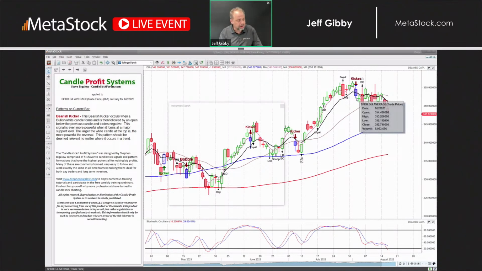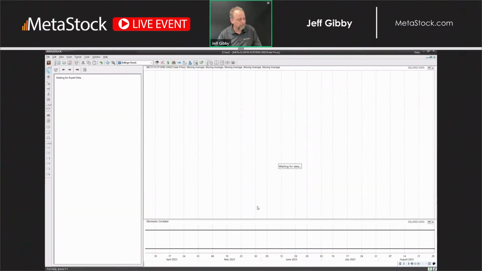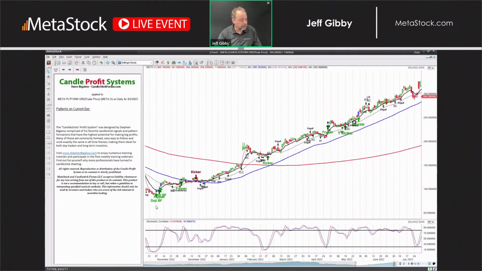Let me just show you another example. This is a chart that's been very good, Meta or Facebook. Let me go ahead and open that up. Been a great stock. It's tapered off a little bit recently. But if we take a look at the patterns that we see here, you can see right here we had a doji best friend, a fry pan, another doji best friend, a fry pan, and all the way up, you've had these very high powerful patterns.